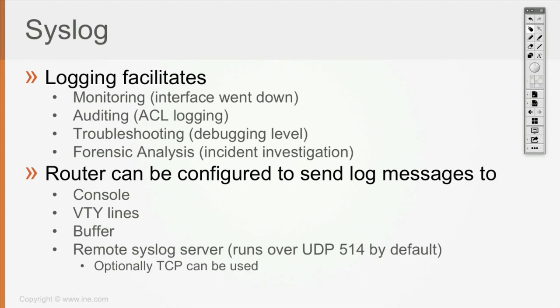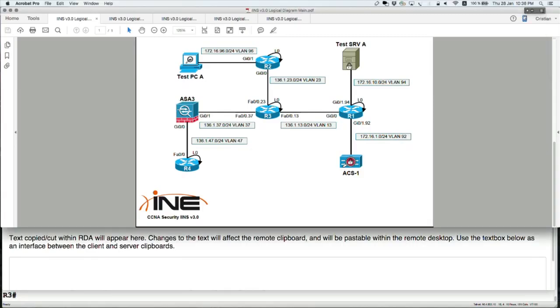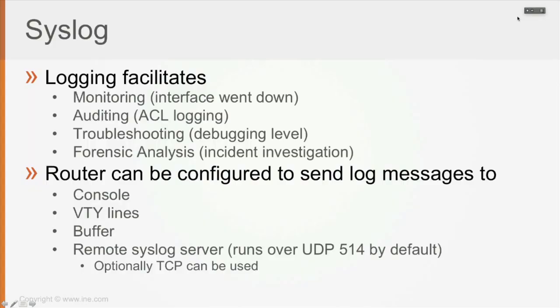So if you configure ACL logging on the router, as we were saying before, and the router identifies traffic matching an ACL line with the logging keyword, you may configure the router to send log messages to all of those destinations: the console, VTY lines, buffer, and remote Syslog server. Now, a typical Syslog setup runs when you send log messages to a remote Syslog server to collect and store them, and/or to a remote SIEM server to collect them and correlate them to identify any kind of attack patterns.